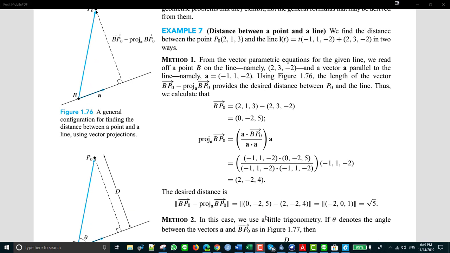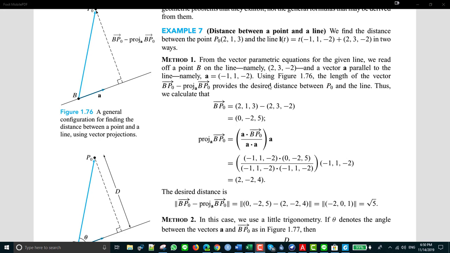So the desired distance is this minus that, and the norm of that. So the norm of this minus that gives us that. And if we get the norm of that, remember, how do we get the norm? The norm is going to be the square root of this dotted with itself. So when we dot this times itself, we get 4 plus 1 is 5. And then we have to take the square root, so we get the square root of 5. So finally, we got the distance, D, here.